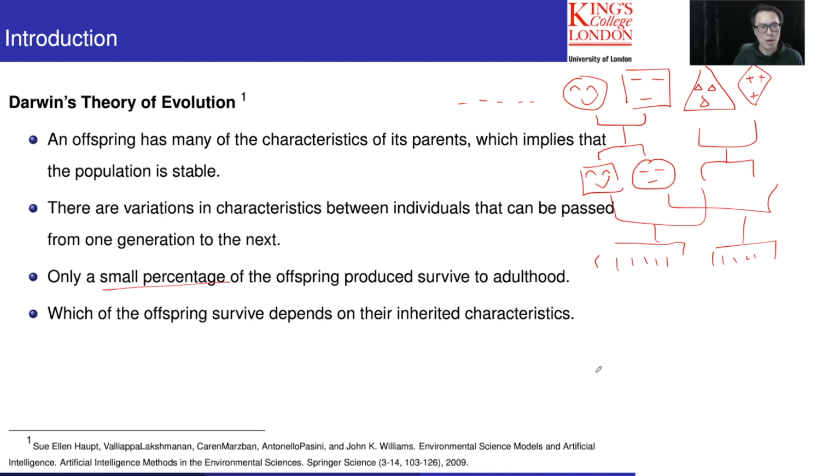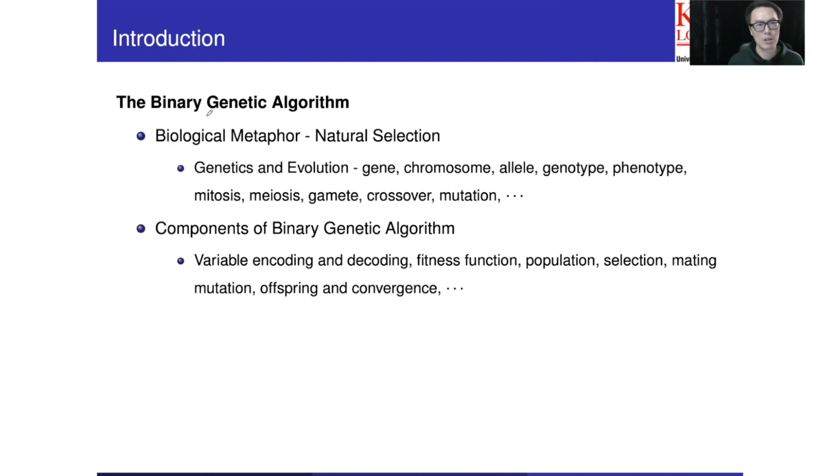Good offspring will survive because they inherited good characteristics from the parents. And these are the main points of Darwin's theory of evolution. Later on, we will find out that the genetic algorithm uses exactly the same ideas. Okay.